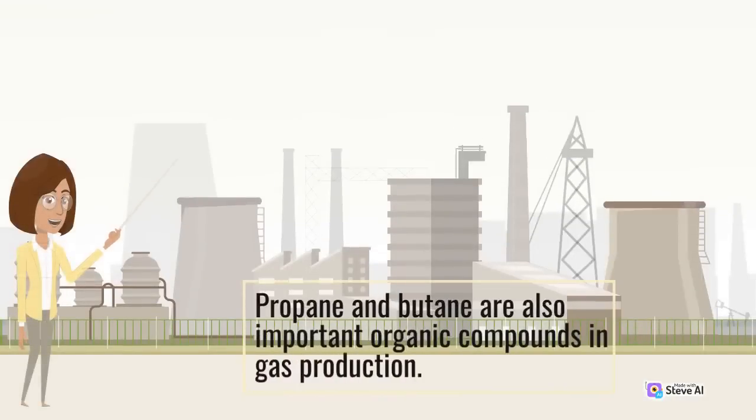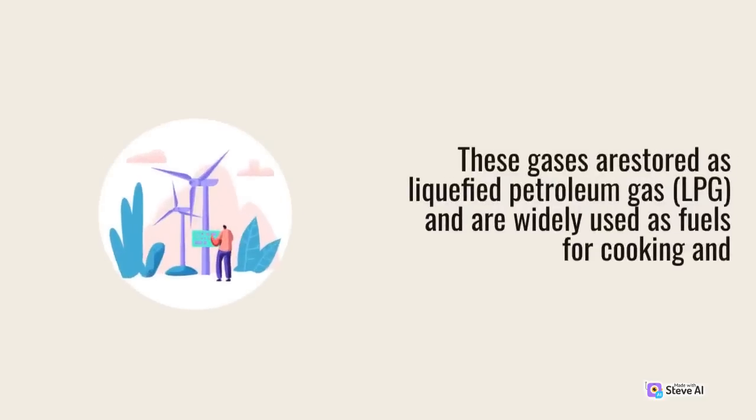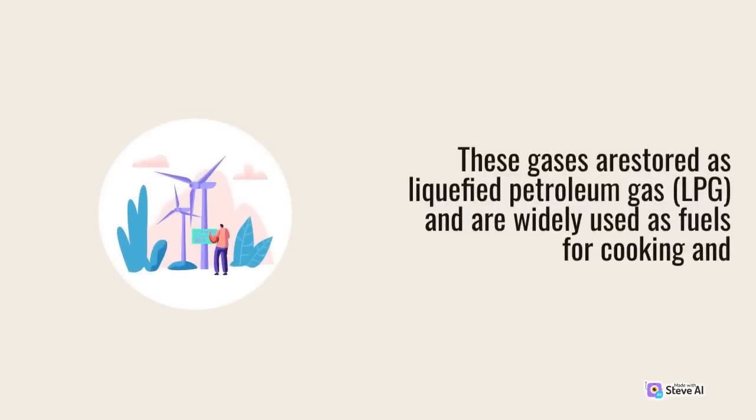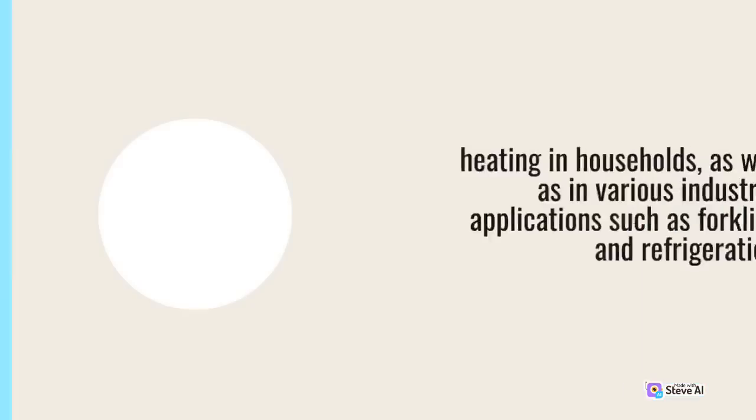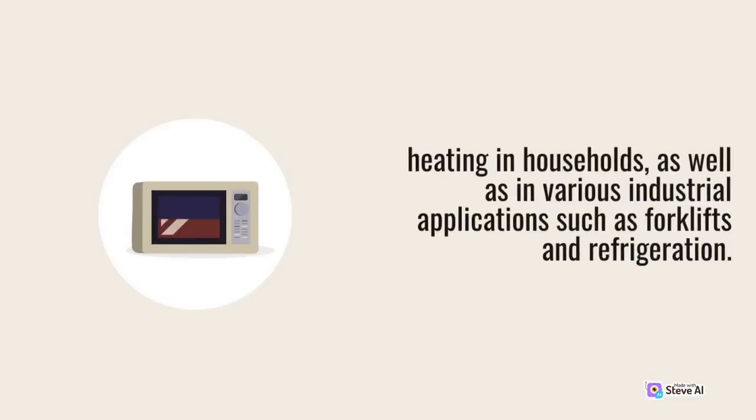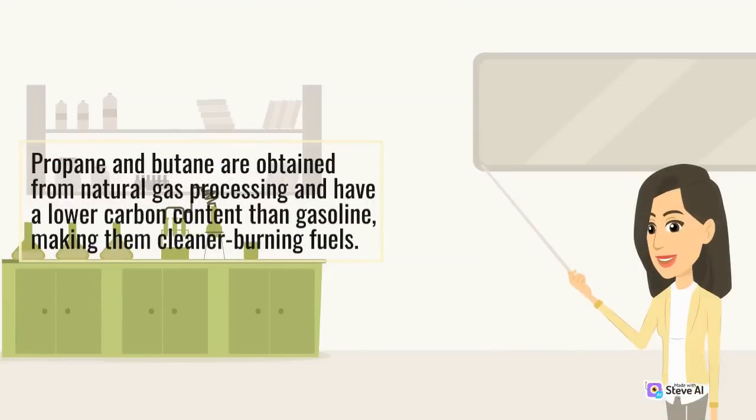Propane and butane are also important organic compounds in gas production. These gases are stored as liquefied petroleum gas, LPG, and are widely used as fuels for cooking and heating in households, as well as in various industrial applications such as forklifts and refrigeration. Propane and butane are obtained from natural gas processing and have a lower carbon content than gasoline, making them cleaner burning fuels.